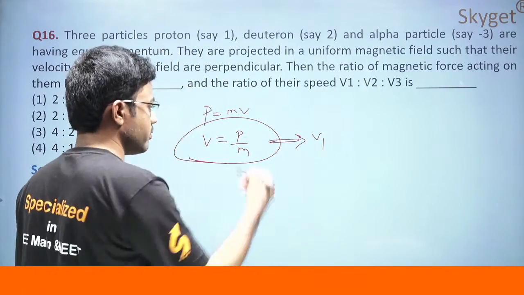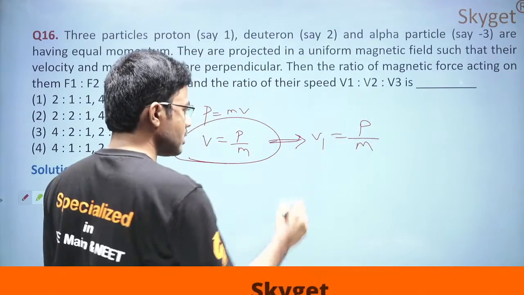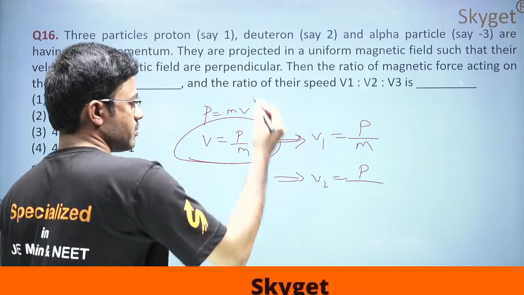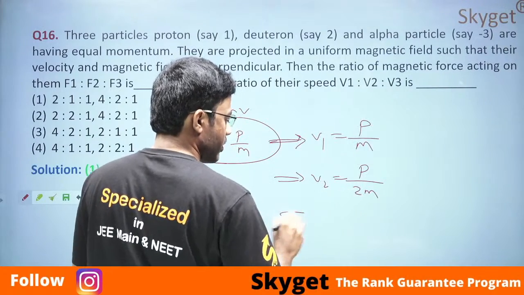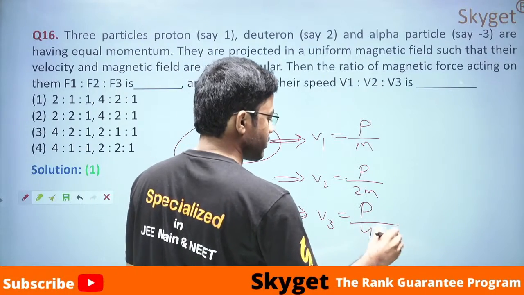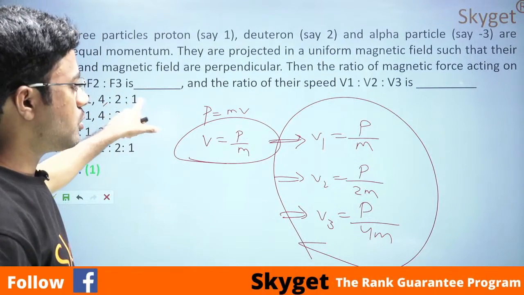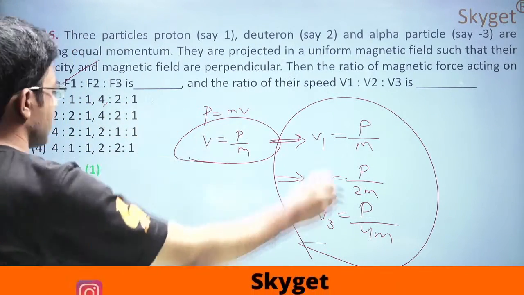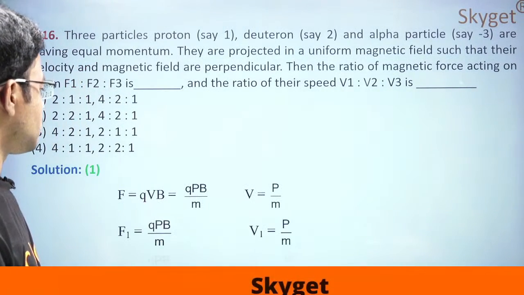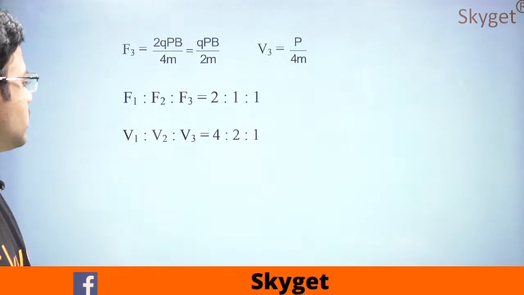First consider the proton: the linear momentum is the same, and let the mass be m. Next, for v2, the linear momentum is again the same, but the mass changes, it becomes 2 times m. For the alpha particle, the speed is also given by the same linear momentum, and the mass is 4 times m. If you take this as the ratio, then it is 4 is to 2 is to 1. So that is option 1 here. So these are the ratios of the forces and the velocities.